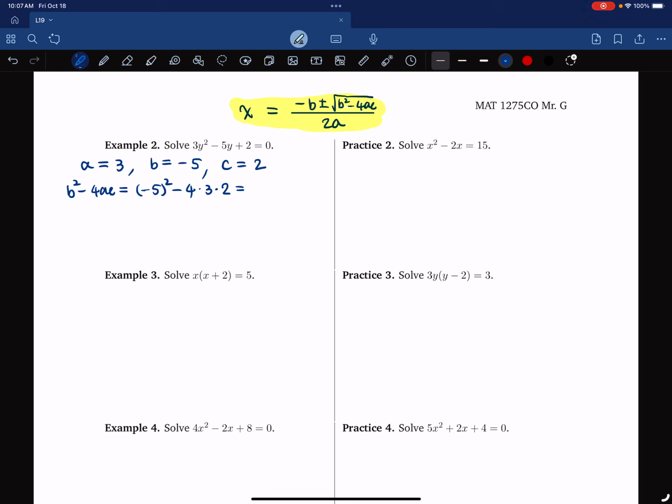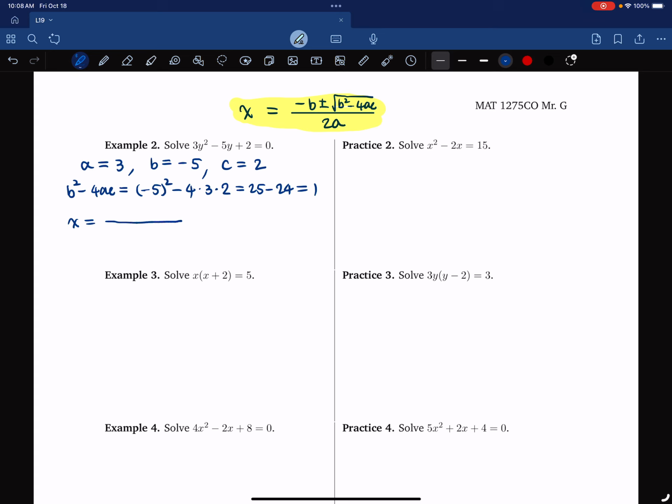So for this one, I will get 25 minus 24, which gives me 1, right? And we just did the categorization of different number and type of solutions. Our b squared minus 4ac is greater than 0, and it's a perfect square. So we're expecting to get two real rational solutions. Now let's plug these values into the quadratic formula.